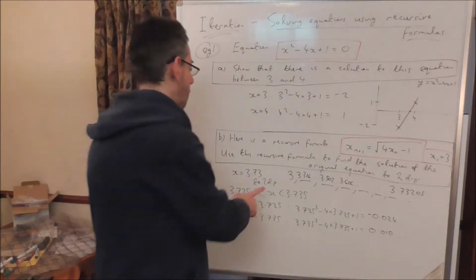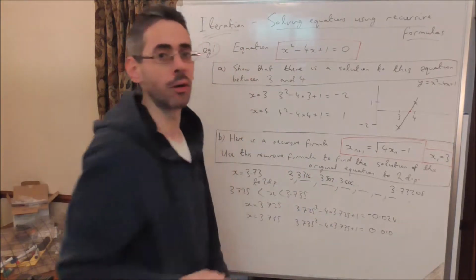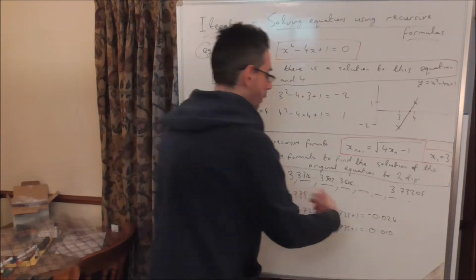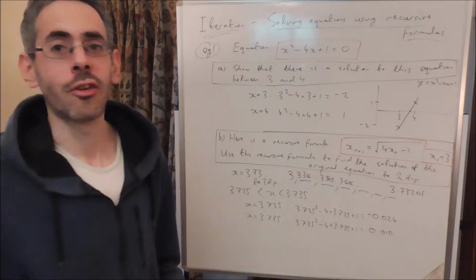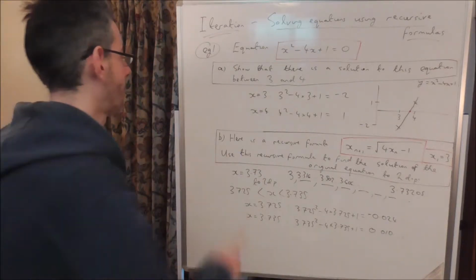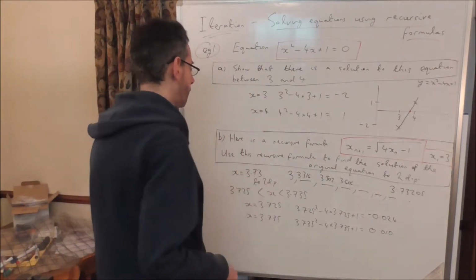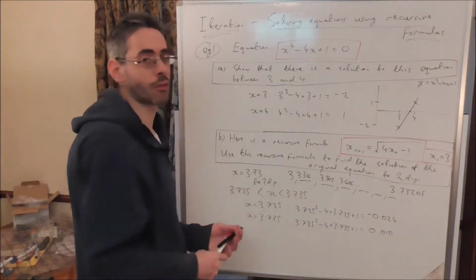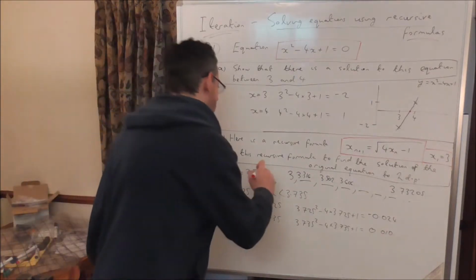So yes, when we put 3.725 in, we get an answer smaller than 0. When we put 3.735 in, we get an answer bigger than 0. So that tells us that there must be a solution to this original equation between these two numbers. So 3.73 is correct to 2 decimal places. We've checked that.